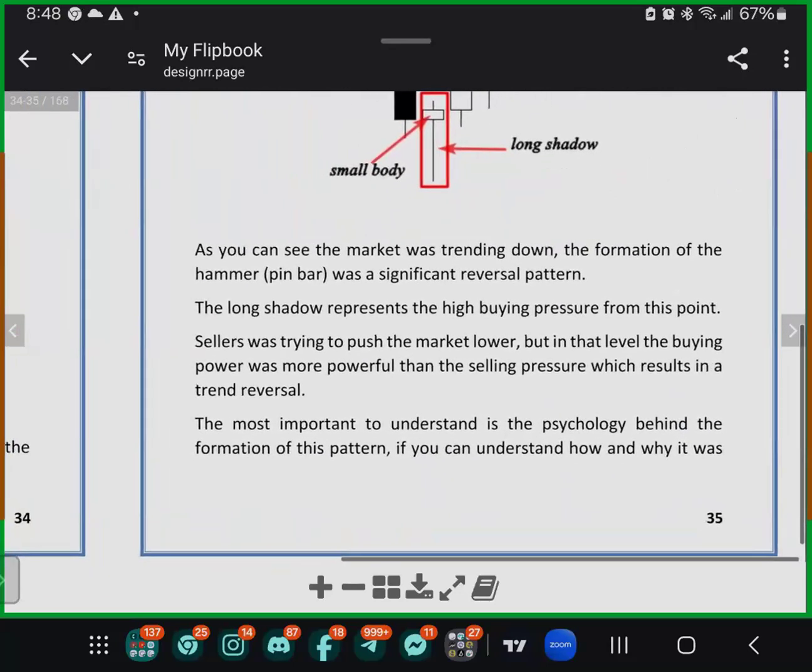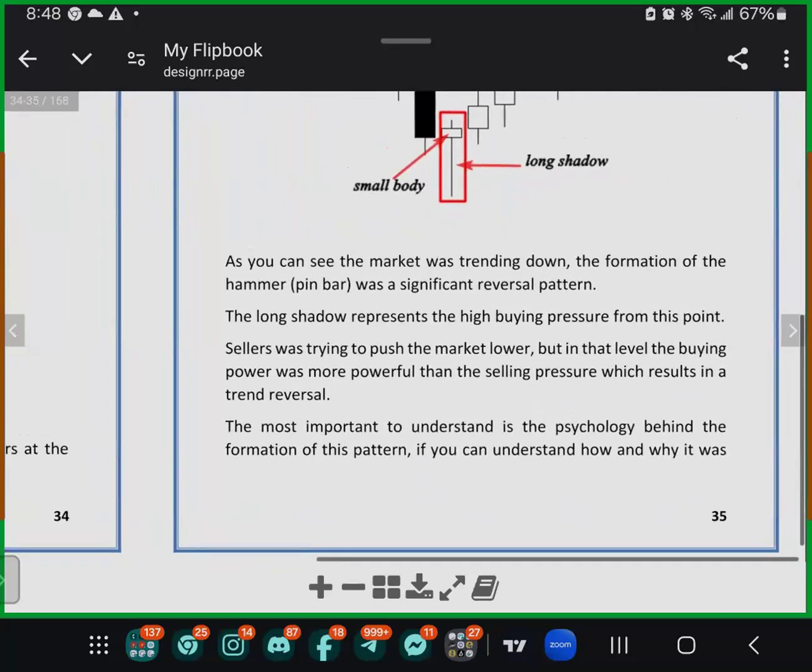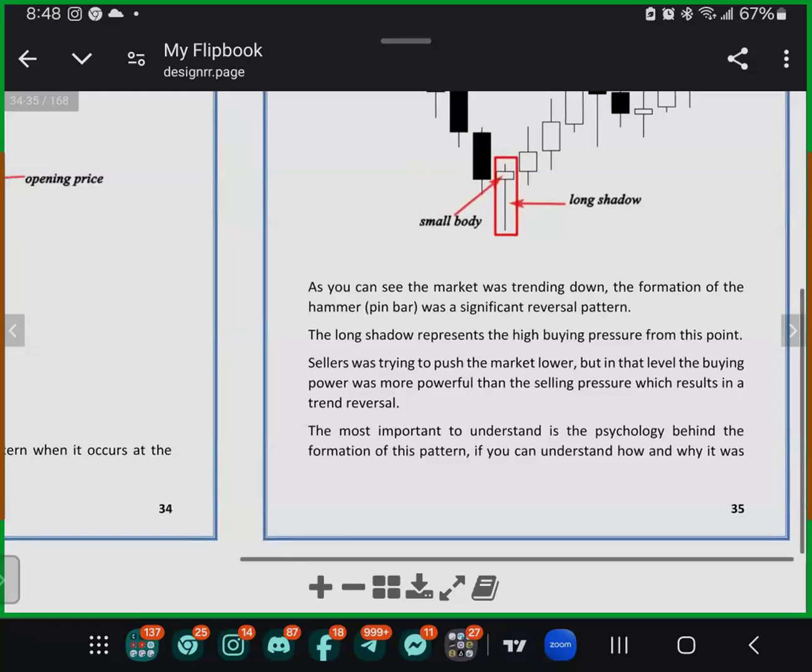All right. So as you can see, the market was trending down. The formation of the hammer pin bar was a significant reversal pattern. The long shadow represents the high buying pressure from this point. Sellers were trying to push the market lower, but in that level, the buying power was more powerful than the selling pressure, which results in a trend reversal.